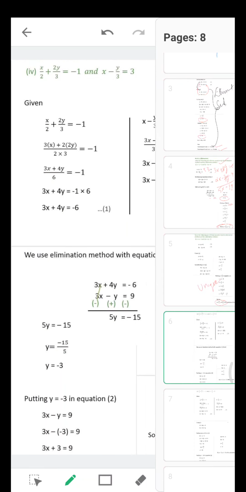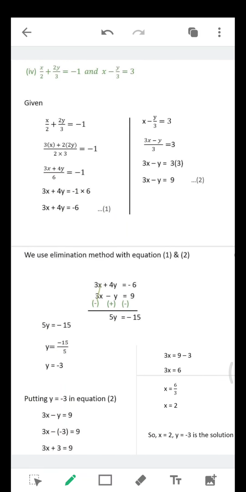Next one, the fourth bit. You can try the other bits in the same way. In the fourth bit, you can first find their LCMs. Here the equations are not in the standard form, so I'll try to convert them into standard form. How can I convert it? Let's have a look. First find the LCM of 2 and 3, that will be 6.